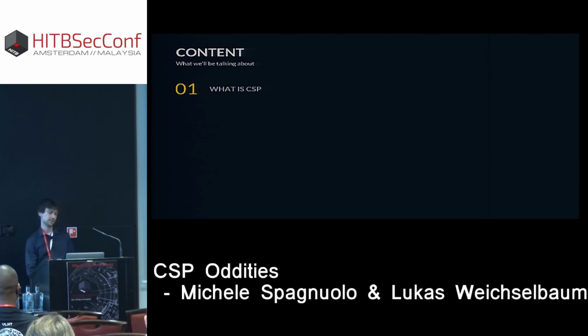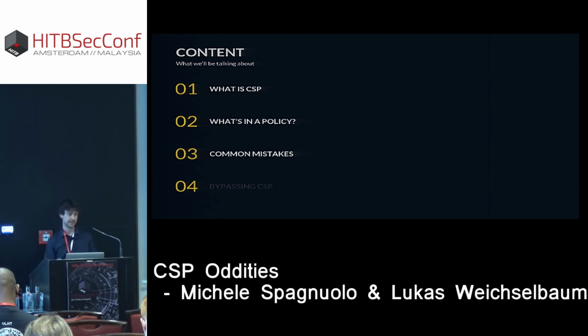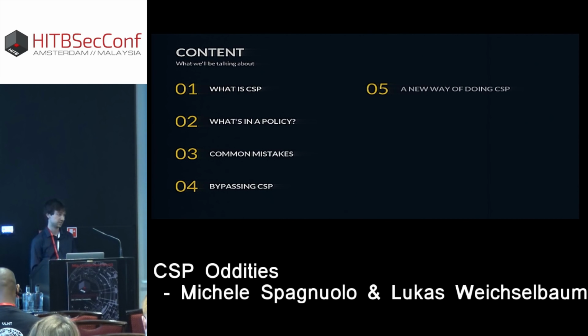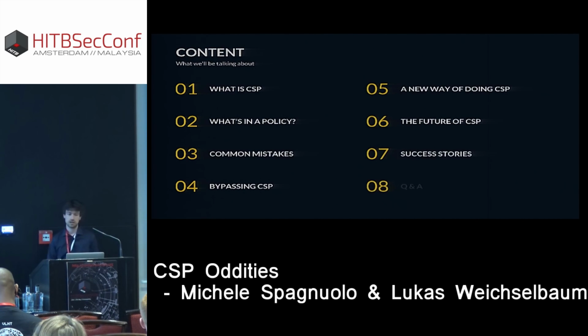So yeah, as I said, first we talk about what is CSP, then we dissect a policy and we show what's inside a policy. Then we highlight common mistakes, how to bypass CSP, and then we switch from a destructive hat to a fixing hat, and we say, how can we make it better? And how we are already making it better.